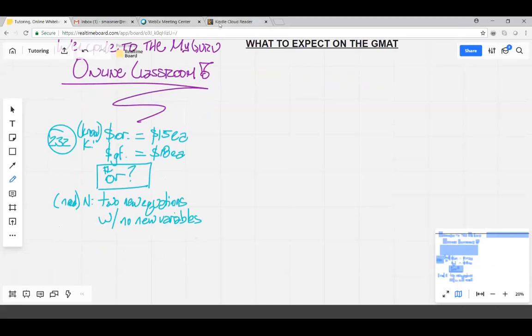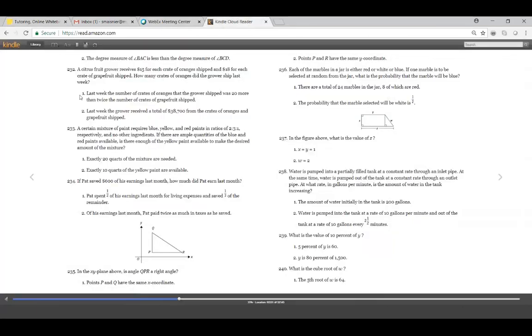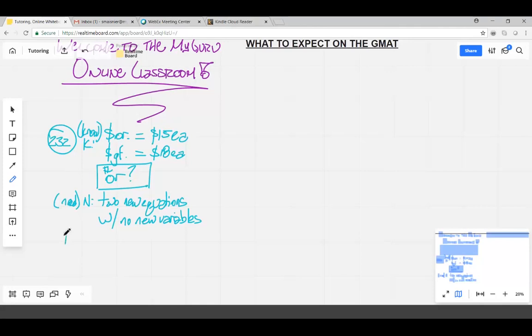So then if we go back to the sample question, we've got last week the number of oranges that the grower shipped was 20 more than twice the number of crates of grapefruits that shipped. So we want to articulate that algebraically as opposed to in the English. So we know that we'll have our first condition, and OR is going to be equal to 20 plus 2 times the GF. And so we've got one equation with no new variables, so that helps us, but it doesn't get us a full accounting of what we need, which was the two equations.